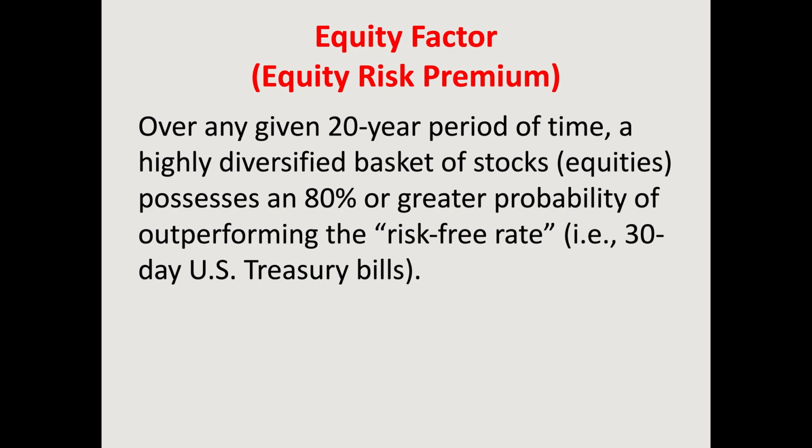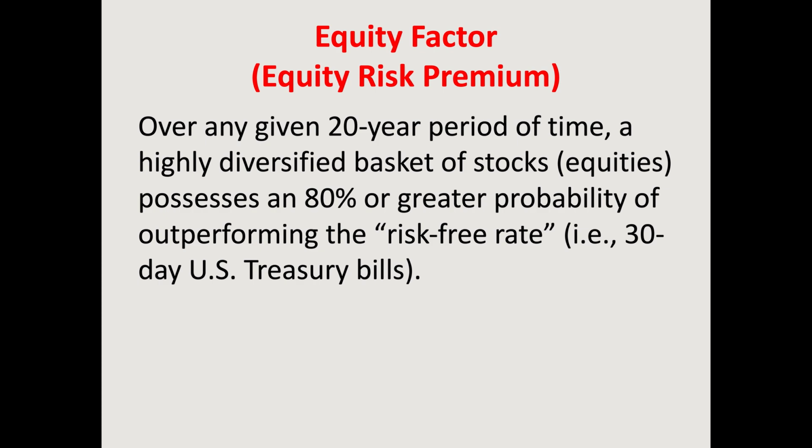Let's look at the first factor, the equity factor. Basically it says, and this is the way I would love you to explain this on an exam, over any given 20-year period of time, a highly diversified basket of stocks, also called equities, possesses an 80% or greater probability of outperforming the risk-free rate, which is basically the rate of return that you would get from holding 30-day U.S. Treasury bills, a very short-term, extremely safe fixed income investment. Right? So that's the way that you can state this in an exam.